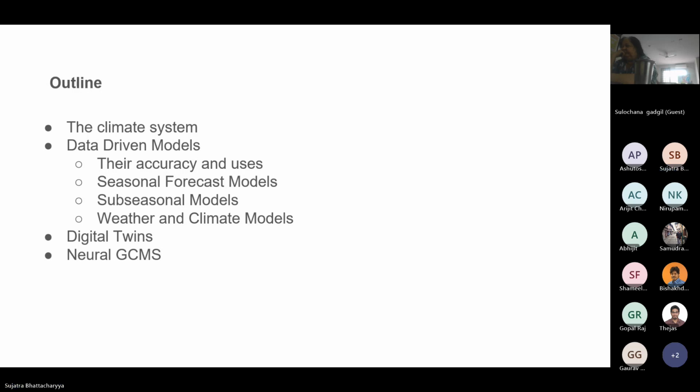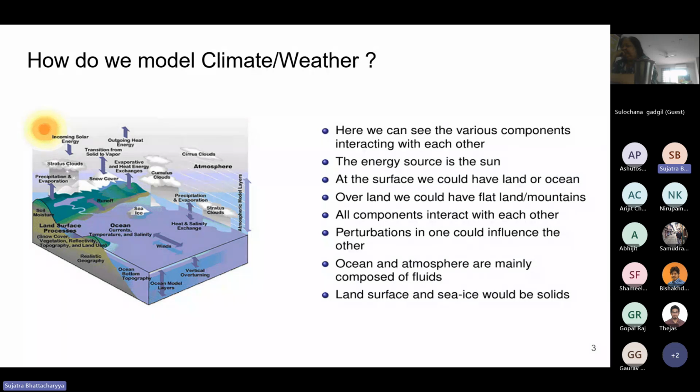Okay. So this is just an overview. How do we model climate and weather?